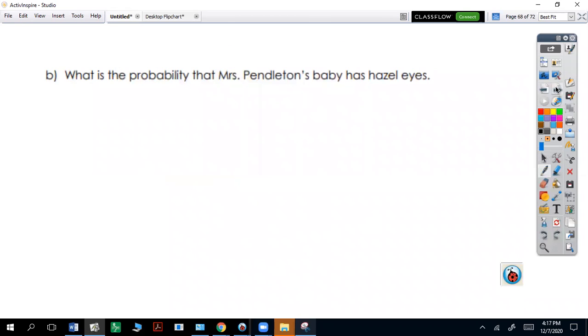Now here's the question. What's the probability that Mrs. Pendleton's baby has hazel eyes?